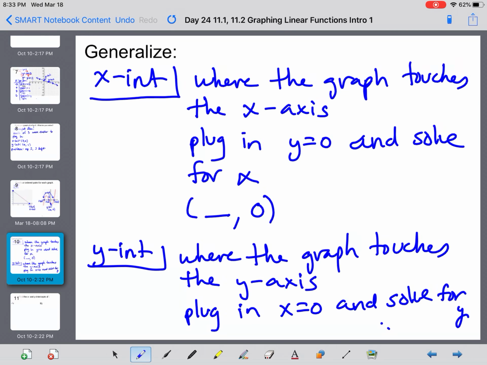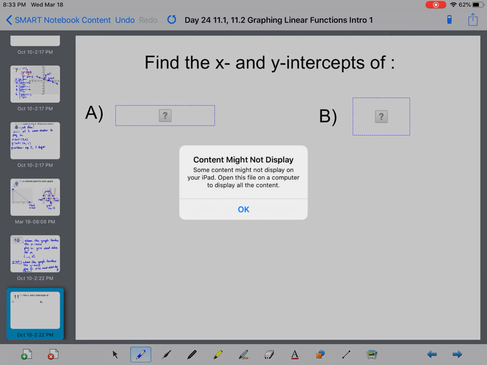My screen's not letting me move it down, so here we go. What it's going to look like is you're going to have x is 0, and then you're going to figure out what the y value is. Okay, now let's do this in action.